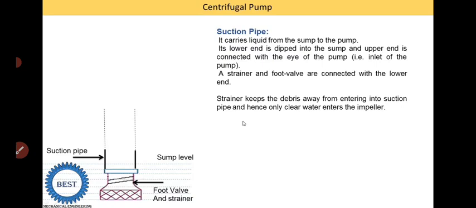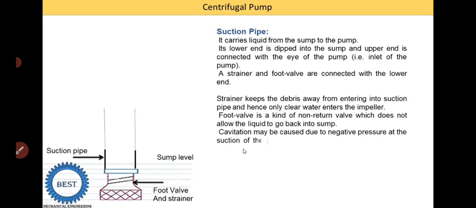Now next, what is the function of footwall? The footwall is a kind of non-return valve. Means this part is known as the footwall. It is a one-way, means non-return, means it only opens in one direction. Means it only opens in the upper direction and water is supplied. Then after it is again closed. So water is not going back to the sump level. Then it is known as the non-return valve.